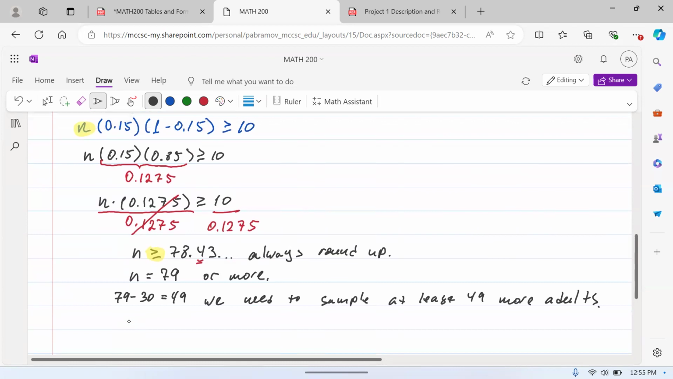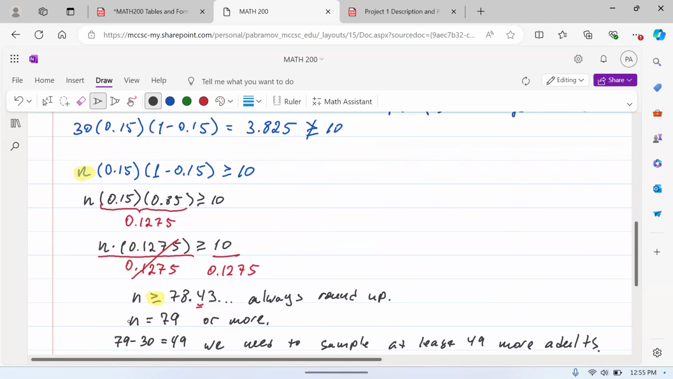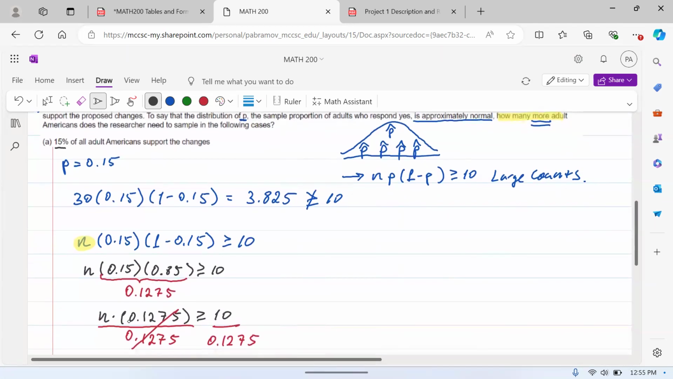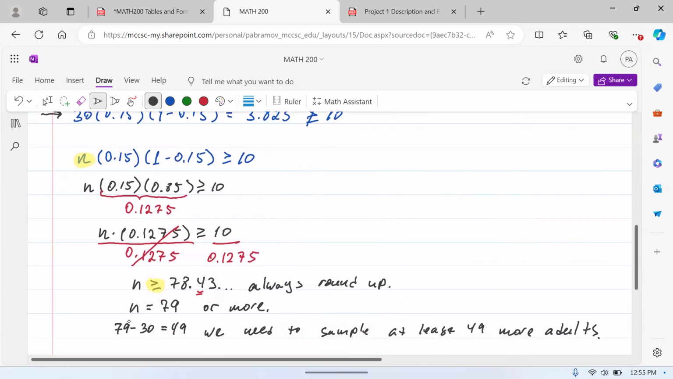So there are several tricky parts to this question. That might be the reason why so many people were missing it. First of all, is the whole calculation to even know which formula to use. So we have to use this formula right here, the large counts condition. That's kind of the idea. We need to know how many more adults we need to sample in order to be able to use the normal approximations. And then once we realize that this is the formula we need to use, we have to perform some algebraic calculation, which some of you might have not have done in a very long time. So we have to do this algebra piece.